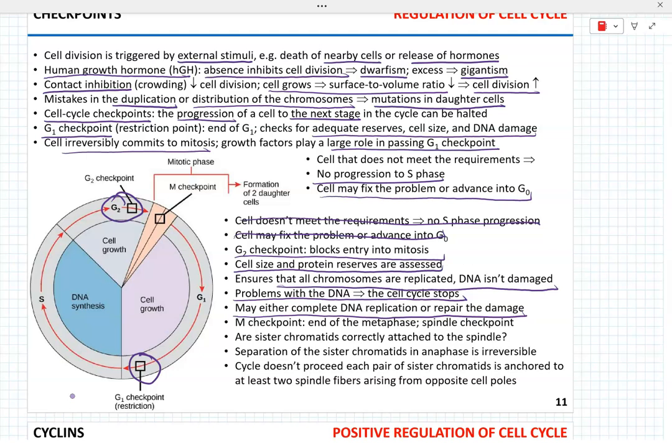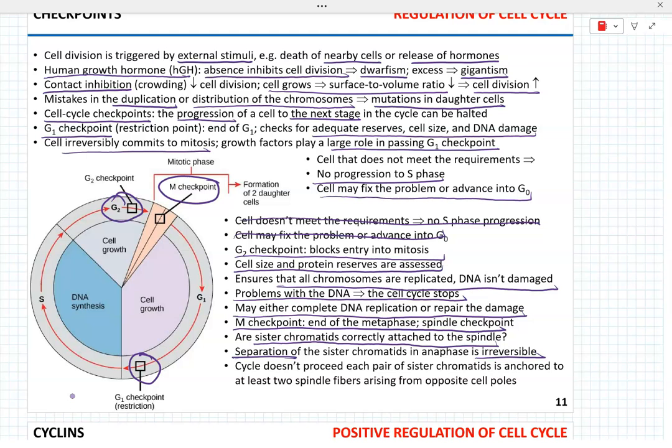And if it passes the checkpoint, the last checkpoint is M checkpoint. It is at the end of the metaphase, so-called spindle checkpoint. The question that the cell asks itself, sort of, is whether or not sister chromatids are correctly attached to the spindle. Because when chromatids are separated in anaphase, this process is irreversible.